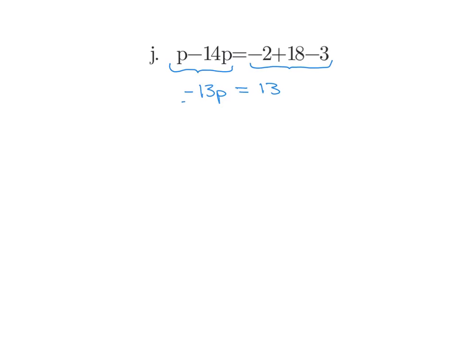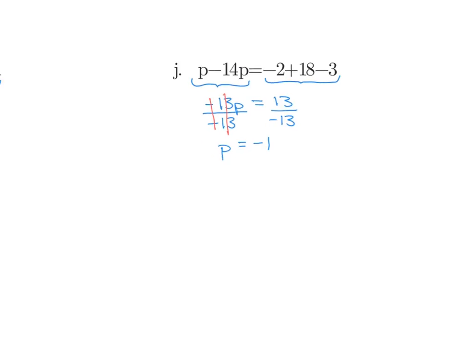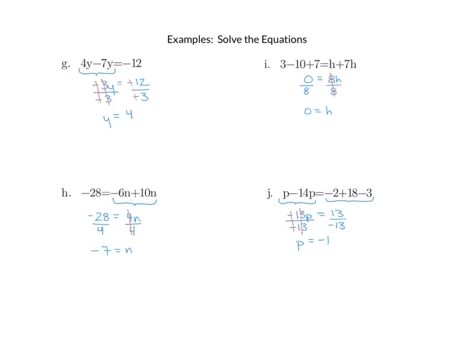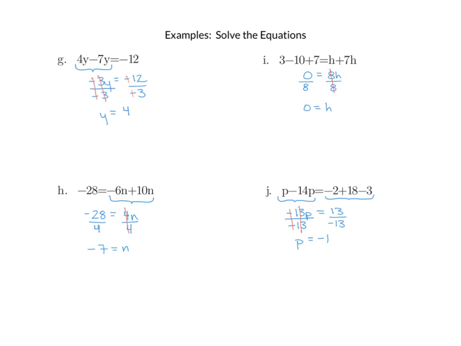Last step, we want to go ahead and divide by the coefficient. We're going to divide both sides by negative 13. On the right side, my 13s cancel, my negatives cancel. I am left with p equals 13 divided by negative 13 is negative 1. And that takes care of our multiplication property of equality.